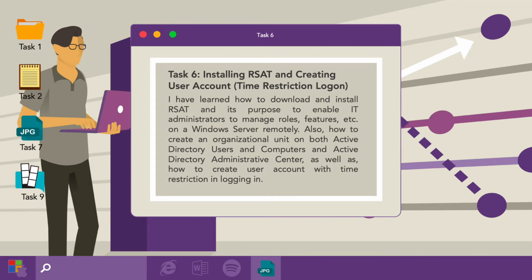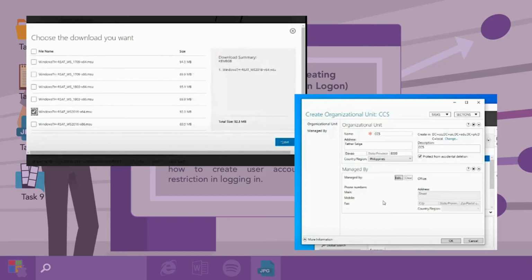Task 6, installing RSAT and creating user account, time restriction logon. I have learned how to download and install RSAT and its purpose, which is to enable IT administrators to manage roles, features, etc. on a Windows server remotely. Also, how to create an organizational unit on both Active Directory Users and Computers and Active Directory Administrative Center, as well as how to create a user account with time restriction in logging in. So in here, I downloaded and installed RSAT and created an organizational unit and so on.